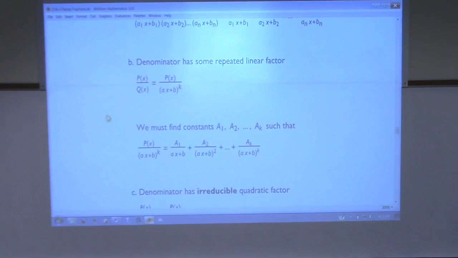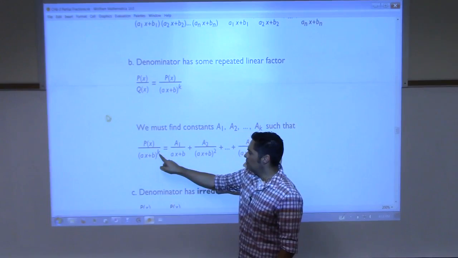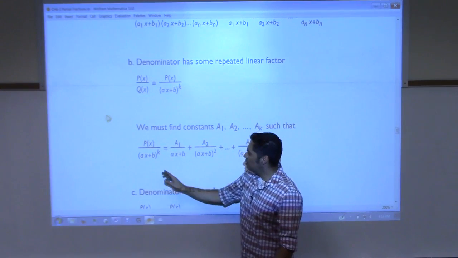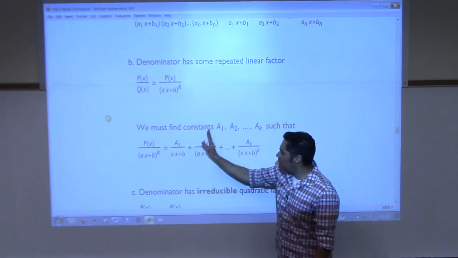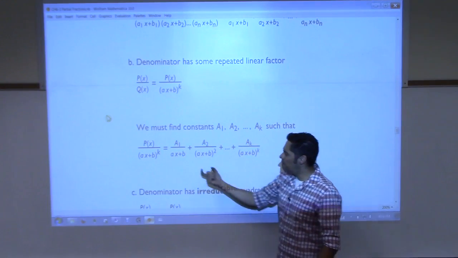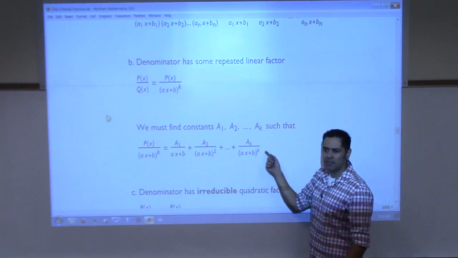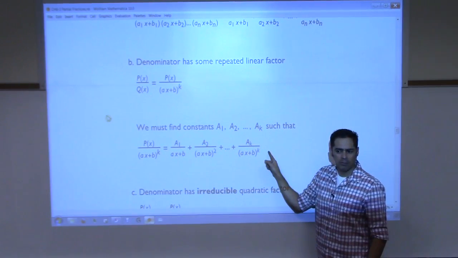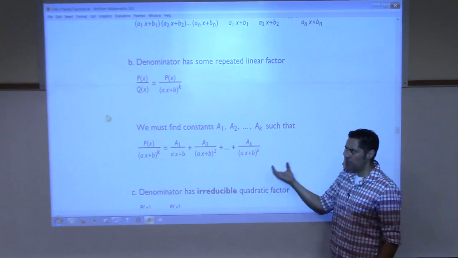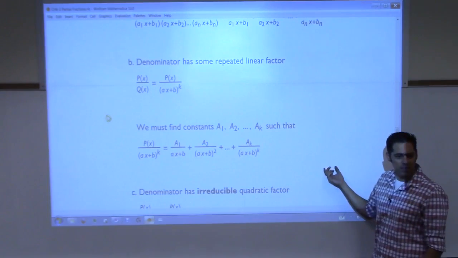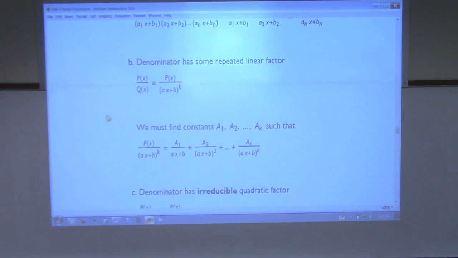So every time we see a repeated linear factor, that means it's linear, but it's raised to a power. Then we're going to write out whatever this power is, we're going to have that many fractions. So if we have k of them, we're going to have k fractions. And then we start with the linear to the first power, linear squared, linear cubed, all the way until we get to the highest power. Does that match what we did earlier? When we had the squared, we did the linear twice. One of them was x minus 1, the other one was x minus 1 squared. Okay, so that's what we do if we have repeated linear factors.